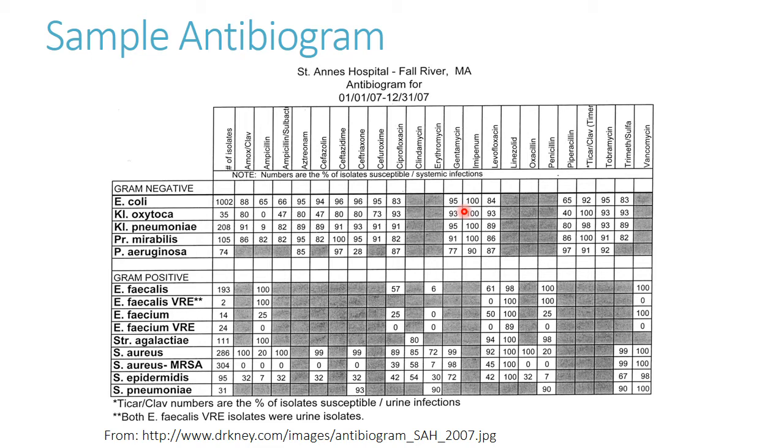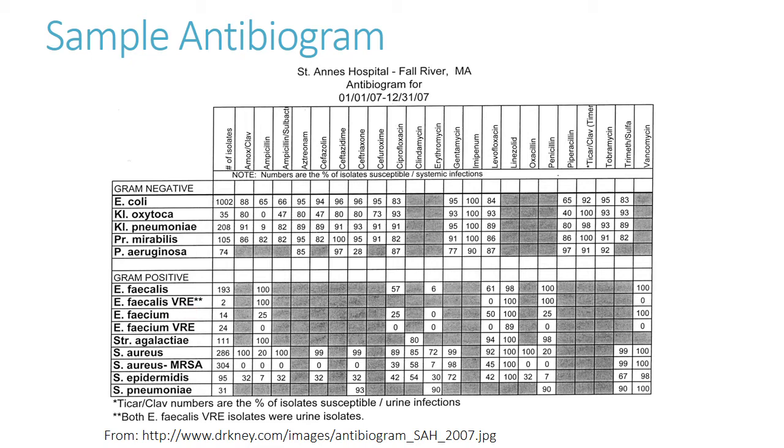You'll see that this will be different depending on where you're working, and it really requires having a robust number of isolates to look at. So for instance, for E. coli, they had 1,002 isolates to look at, and that's a pretty good number to draw from to determine what the sensitivities are for that bacteria. Versus something much less common, like Enterococcus faecalis that's resistant to vancomycin. There are only 2 isolates of that, so it's a pretty rare thing.